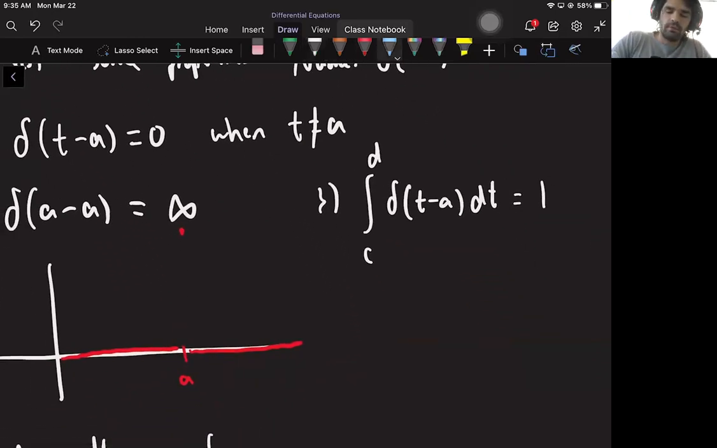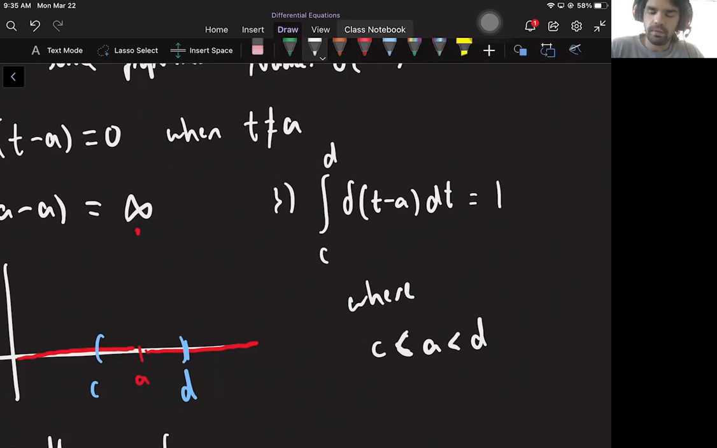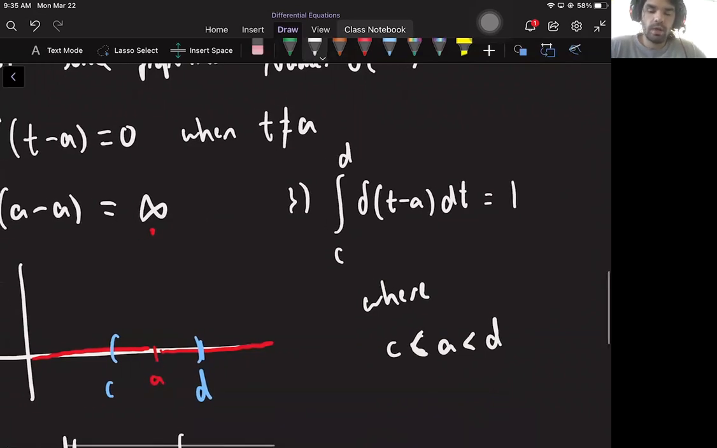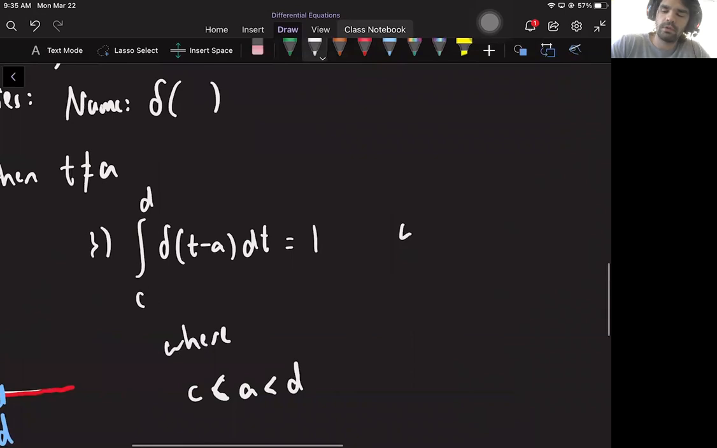So the idea is if I find the area around this, as long as I have the point in the interval, then the area will be 1. So this is specifically when the time a is between your two numbers, c and d. Okay, so if you integrate around this infinitely high point, then you get an area of 1. Very strange function, not a function.